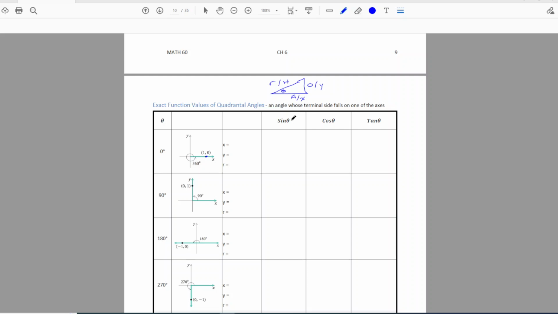So let's just take a second right now and just write those ratios. So if you're finding the sine of theta, it's going to be y over r. If you're doing the cos of theta, it's going to be x over r, and then the tan of theta will be y over x.